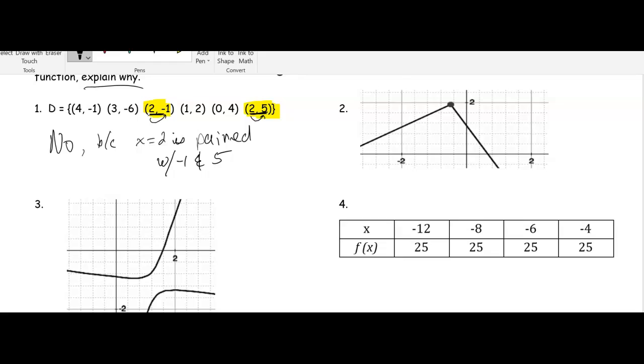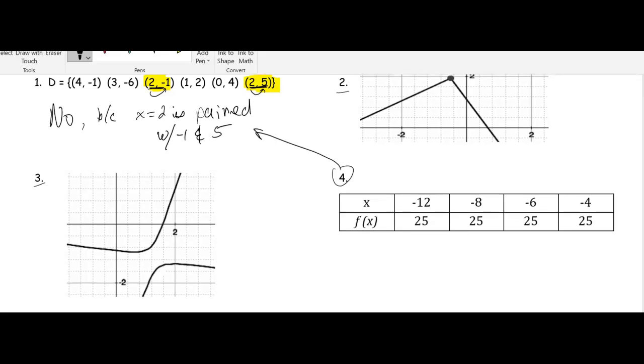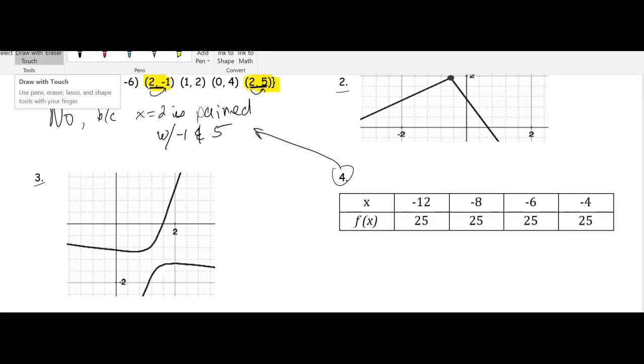Other than that, I think we can do all of these. Vertical line test in 2, vertical line test in 3. Number 4 is similar to number 1. It's just a different way of giving you a set of points. So you're just going to look to see, are there any x values that get assigned to multiple y values? Actually, do number 4. Let's see if you can do that one. And then I will set you free for the weekend a little early.